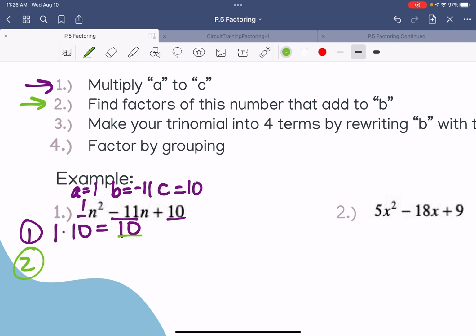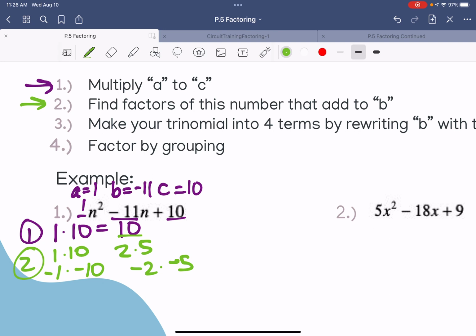So I just start listing them. So 1 times 10 multiplies to a positive 10, and 2 times 5. But if you think that that's all, you're forgetting that a negative times a negative is also a positive. So if 1 times 10 equals 10, then negative 1 times negative 10 also multiplies to 10. And negative 2 times negative 5 also multiplies to positive 10. And I think these are all the factors.